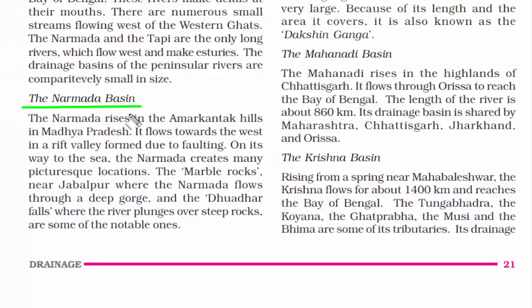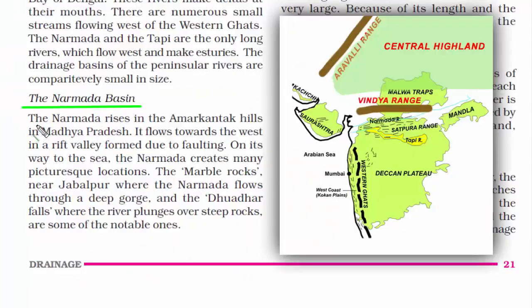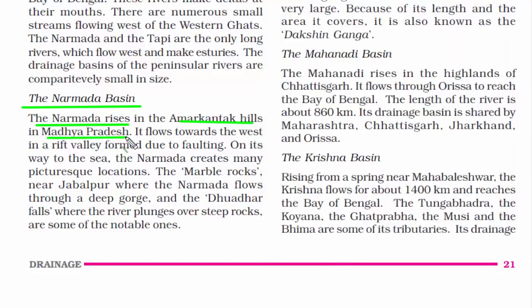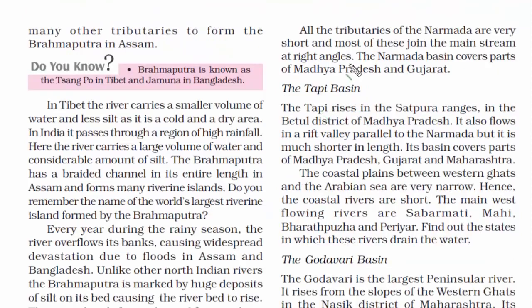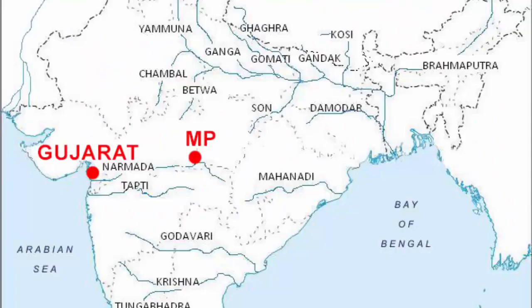Now let's talk a little about Narmada Basin. It rises in the Amarkantak hills in Madhya Pradesh, and we know that this river moves towards the western side. And you will get to see some picturesque locations like the Marble Rocks near Jabalpur and the Dhuadhar Falls. Near these areas, this river plunges over steep rocks, which means falls from steep rocks, creating a beautiful waterfall. And all the tributaries of Narmada are very short. And just remember that Narmada Basin covers parts of Madhya Pradesh and Gujarat.